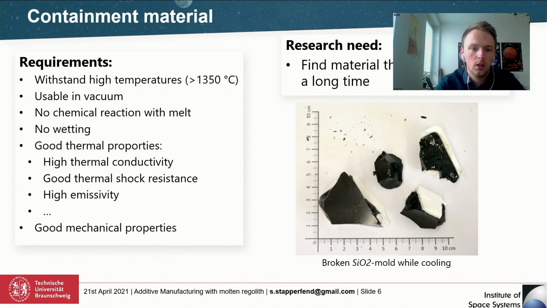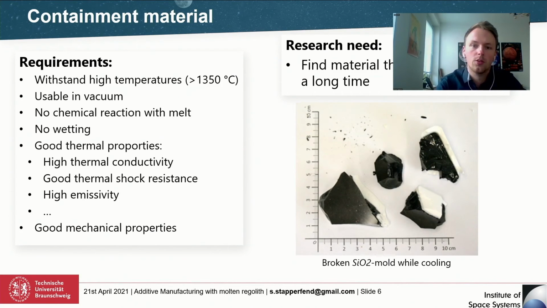Also, if you want to have rapid processes, you need good thermal shock resistance and high emissivity. So a lot of the radiation that comes from the heating elements gets absorbed by the crucible, and therefore you decrease the heating times of the regolith. And of course, you need good mechanical properties of the containment material so it doesn't get cracked and it can withstand some forces. So you can potentially send it to space or test everything with it in a first prototype without the danger of it failing due to cracks or porosity.